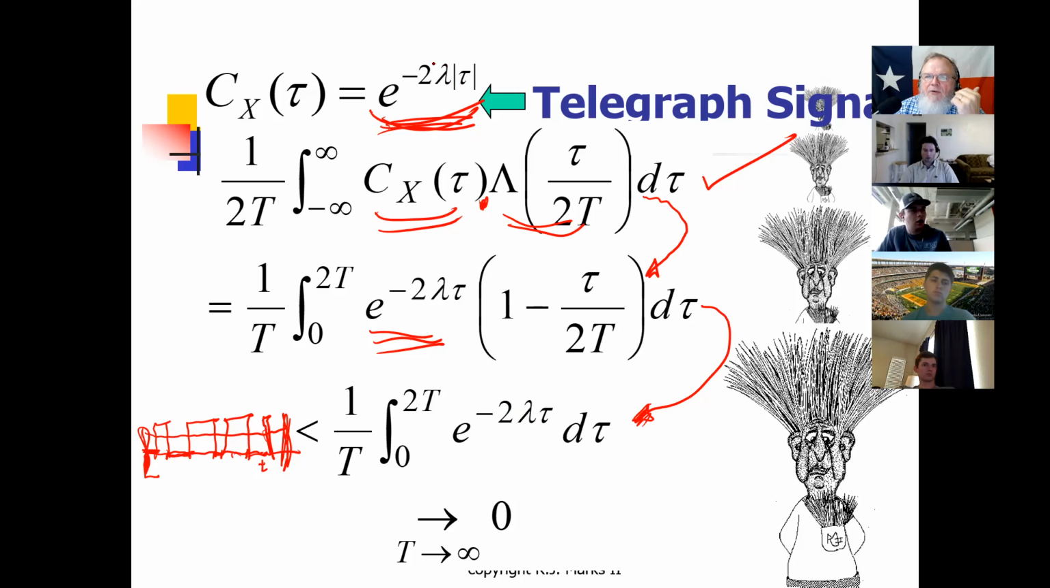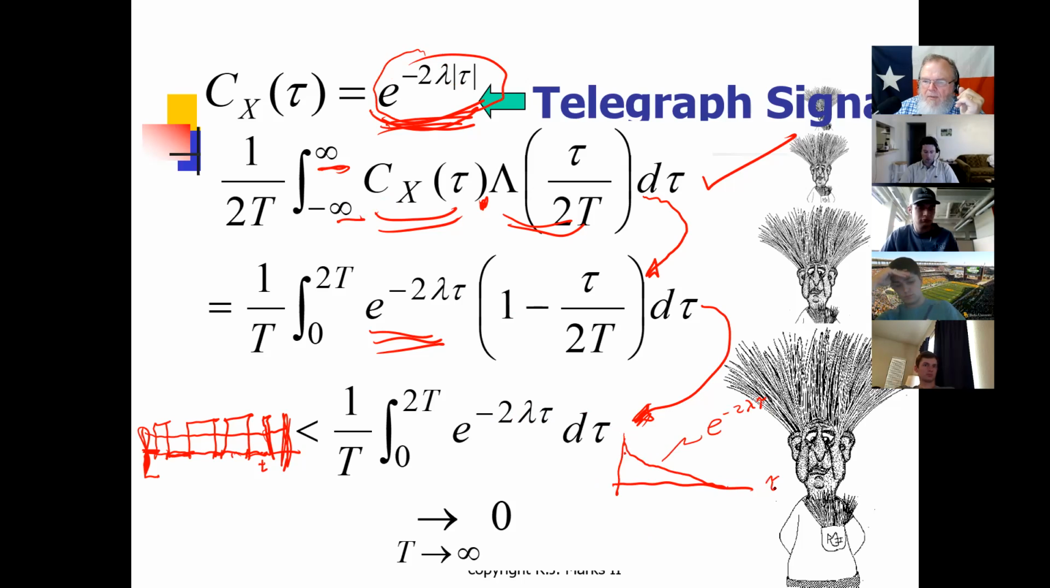And I've made account of the fact that this is an even function. So instead of integrating from -infinity to infinity, I can integrate on one side and just double the result. So it's this, and we have an exponential here. This is an e to the -2 lambda tau. Lambda tau is a function of tau. And then we have a 1/t here. We have a 1/t there. Now, this goes out from 0 to 2t.